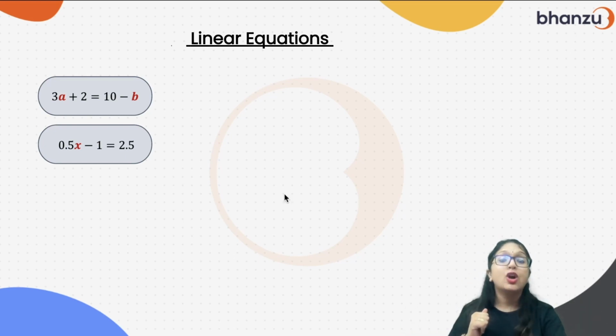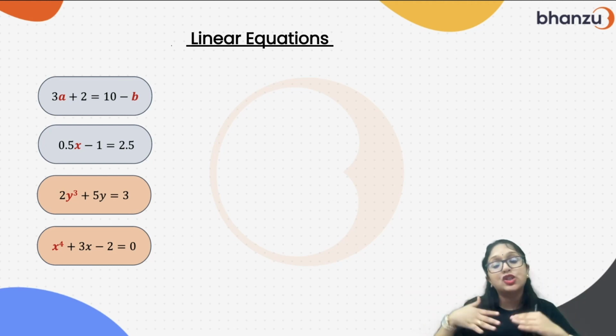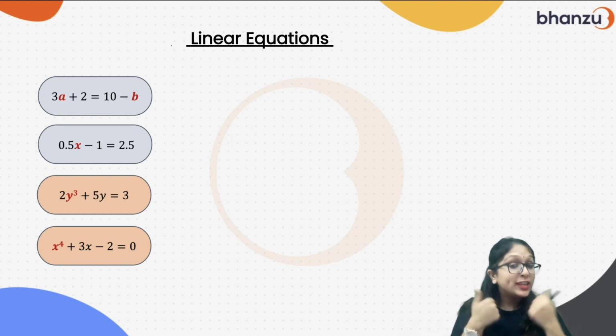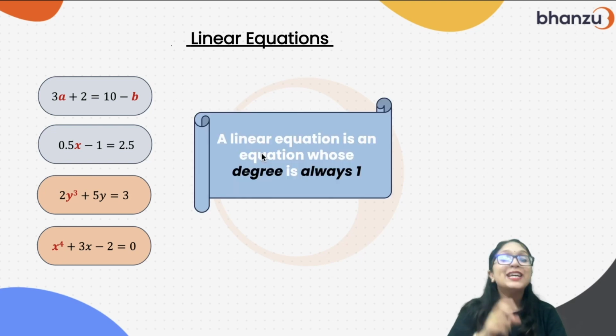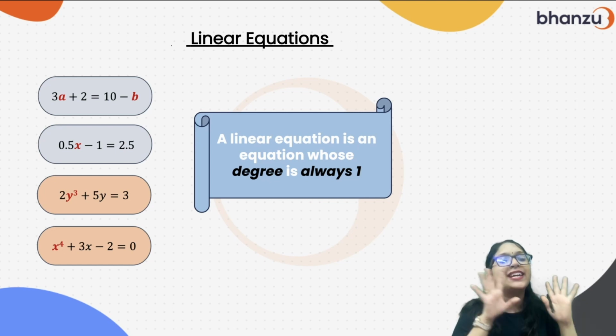This is an equation. What about 2y cube plus 5y equals 3? Is this an equation? What about x to the power 4 plus 3x minus 2 equals 0? Is this an equation? So, yes, this is actually an equation. But the question is, is this a linear equation? So let's see. A linear equation is an equation whose degree is always 1.